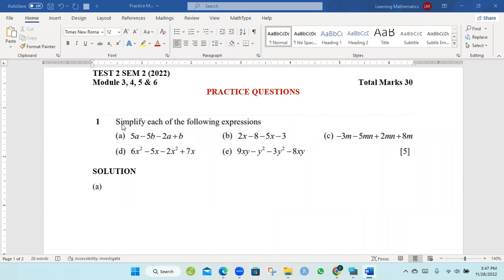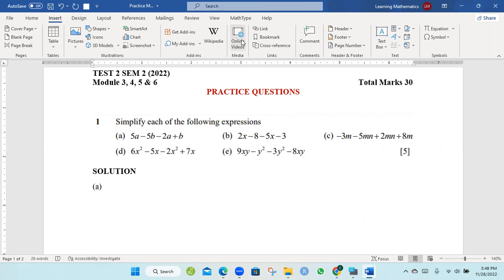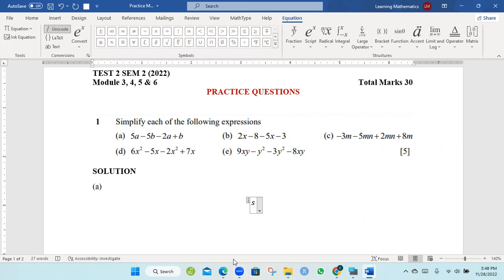Question number 1 says simplify each of the following expressions. So these are expressions because there is no equal sign. So 5a, that's number 1, part A. 5a minus 5b minus 2a plus b, we're going to simplify this.